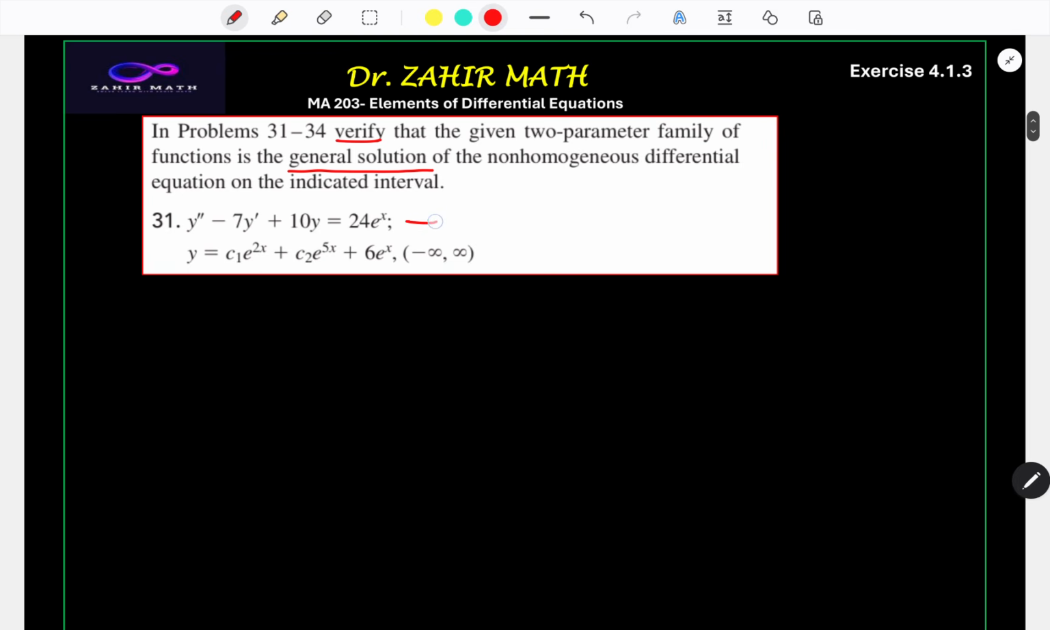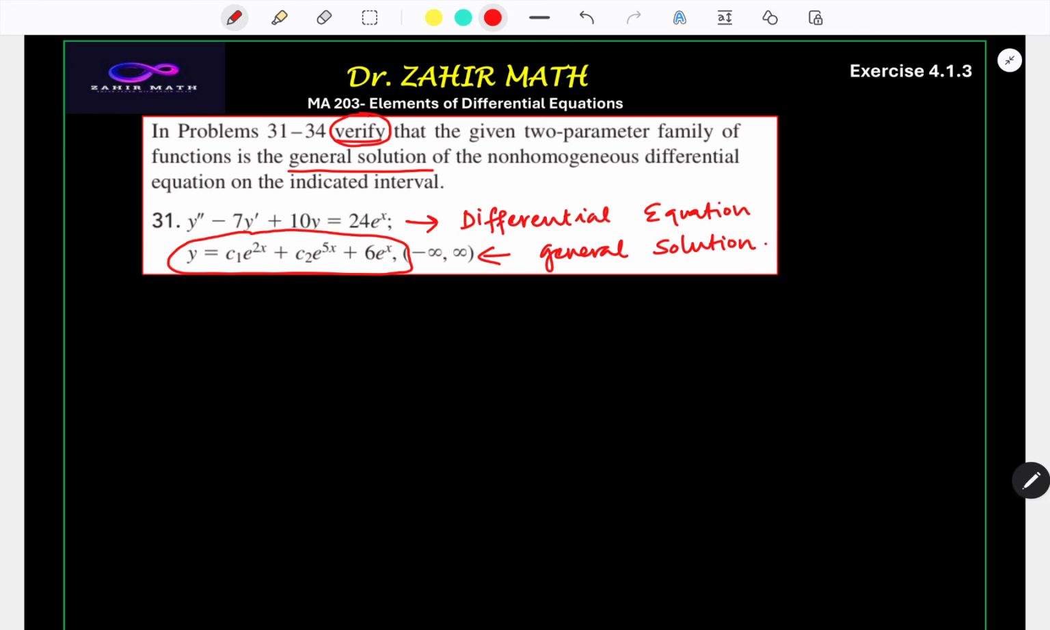See here. This is your differential equation. And this is your general solution. So what is the question? The question is to verify that this is the general solution. So it means you need to find the complementary solution and the particular solution, then add them and check whether you are getting this answer or not.